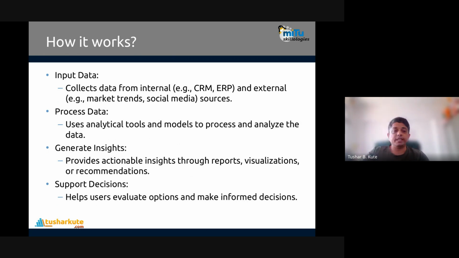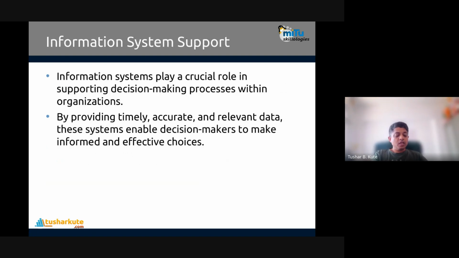Then we process the data. Processing the data contains many different techniques, like cleaning of the data. Different analytical tools and models can be used to process and analyze the data. Then we generate actionable insights from it, with the help of reports, visualization, and recommendations. Finally, we support the decisions, helping the user evaluate options and make informed decisions. This is how data-driven decisions are made.